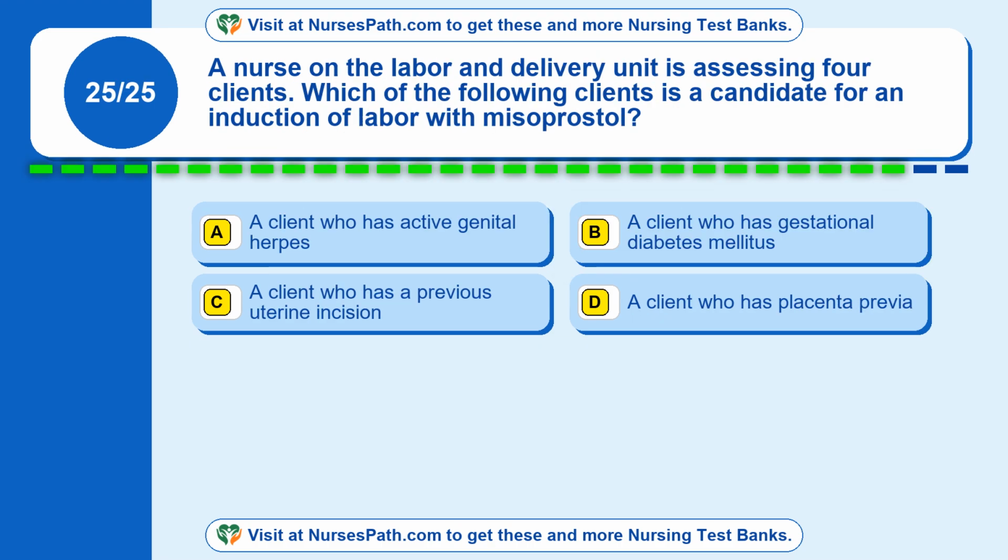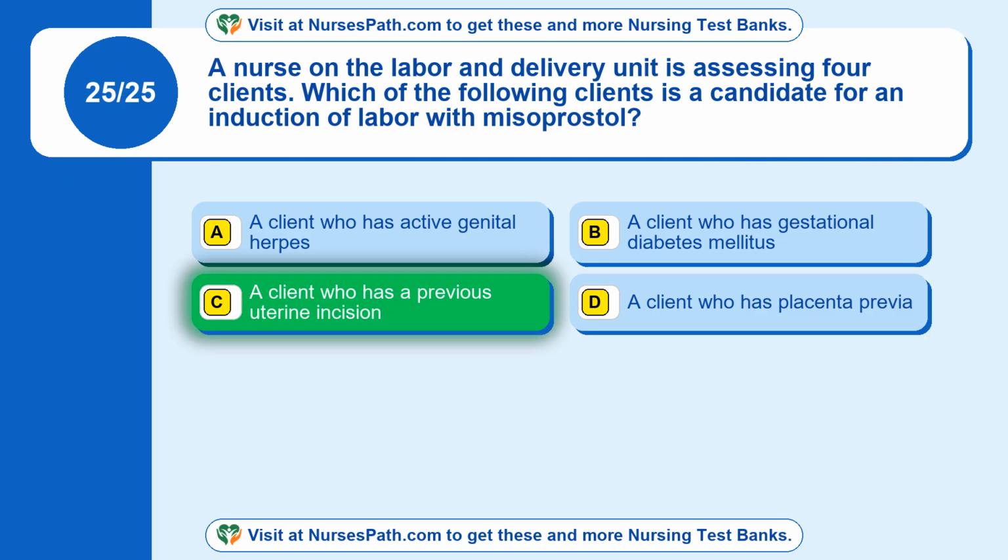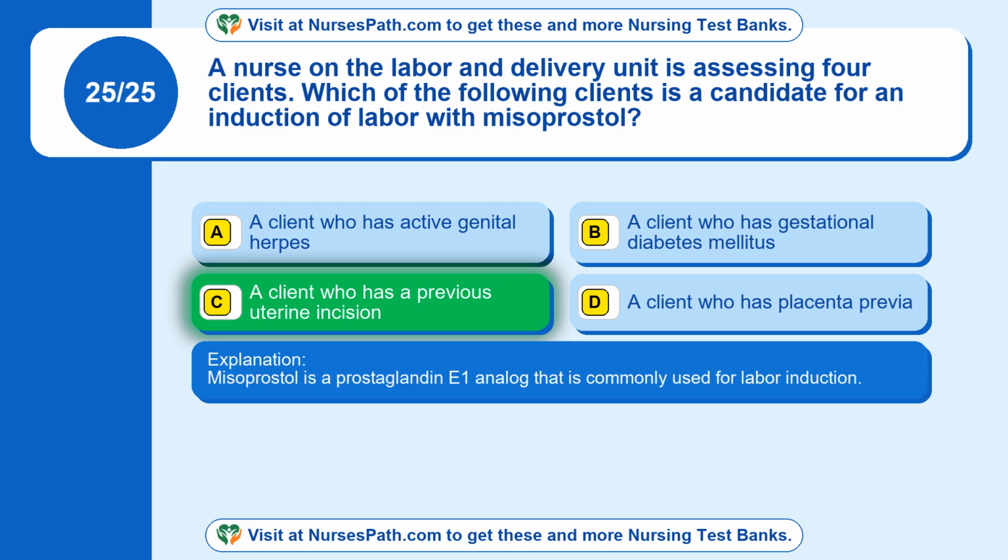Question 25. A nurse on the labor and delivery unit is assessing 4 clients. Which of the following clients is a candidate for an induction of labor with misoprostol? Option A. A client who has active genital herpes. Option B. A client who has gestational diabetes mellitus. Option C. A client who has a previous uterine incision. Option D. A client who has placenta previa. The correct answer is option C. A client who has a previous uterine incision. Misoprostol is a prostaglandin E1 analog that is commonly used for labor induction.